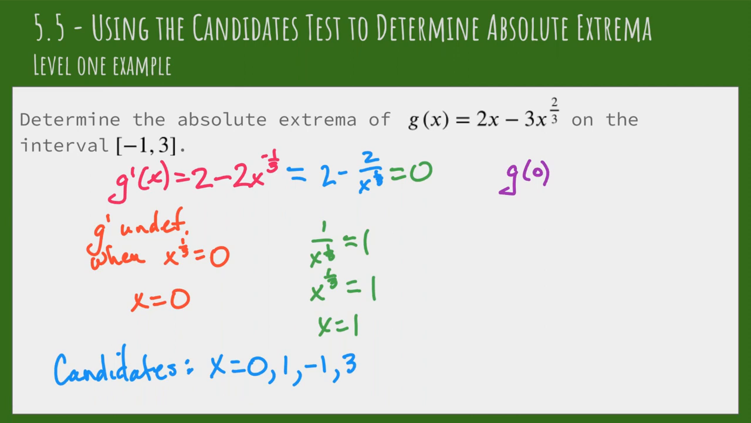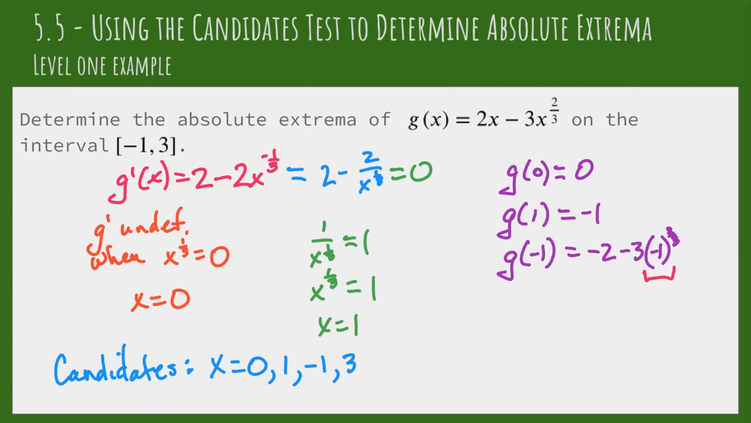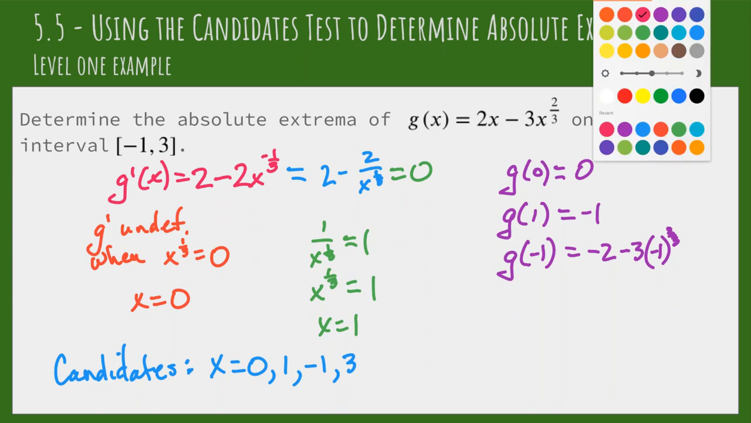So g of 0 is going to be 0 minus 0, which is 0. g of 1 is going to be 2 minus 3, which is negative 1. g of negative 1 is going to be negative 2 minus 3 times negative 1 to the 2/3. I'm writing this out because it's a little bit trickier. This part right here, negative 1 to the 2/3, is negative 1 squared, which is 1. And then the cube root of that is 1. So it's going to be negative 2 minus 3, which is negative 5.